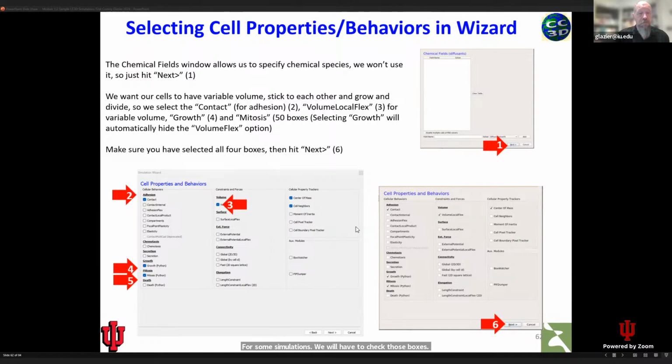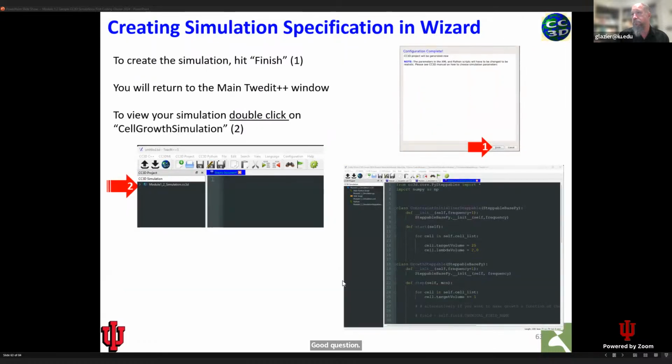Volume local flex. Remember, nothing exists in these simulations unless we say that it exists. So if we do not say the cells have a volume, they do not have a volume. So volume local flex says the cell has a volume, and it's called local flex because we're going to be changing the volume of each cell locally, one at a time. Now hit next. And it'll say configuration complete, and you hit finish.